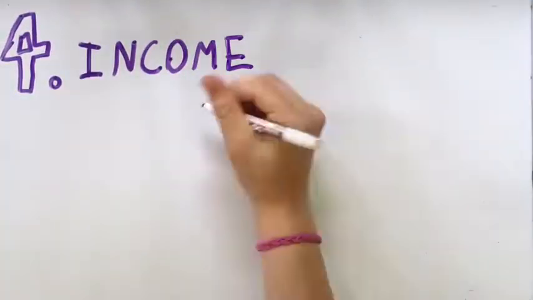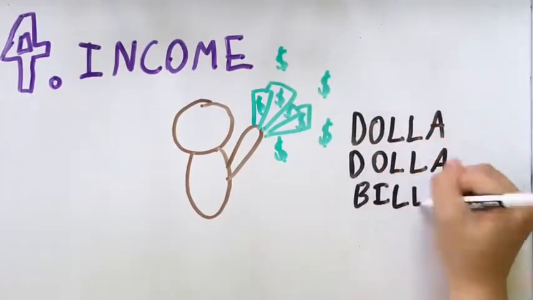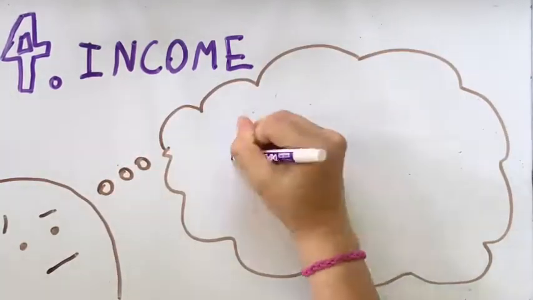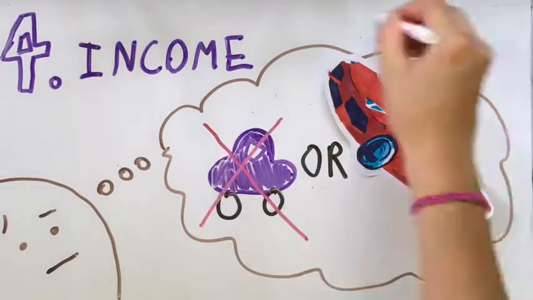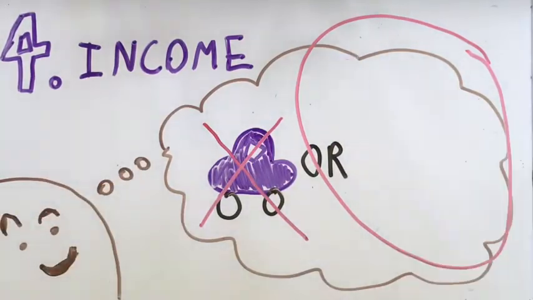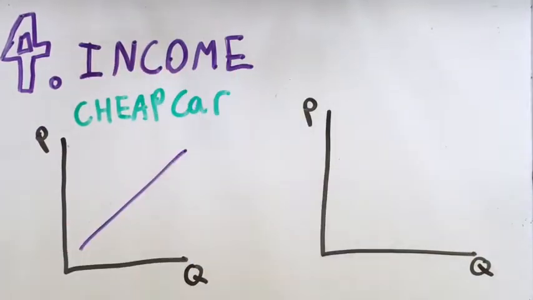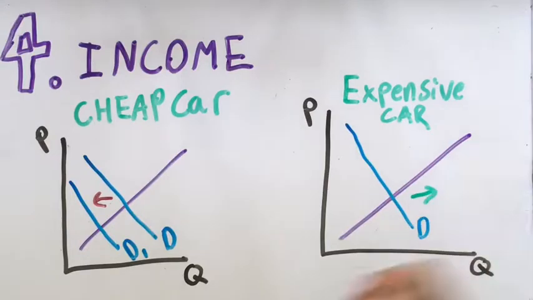The fourth demand shifter is income. The more people can afford, the more they will want to buy. For example, if car consumers have an increase in income, they will be able to afford the more expensive, fancy cars, and they won't want to buy the cheap cars, causing the demand curve for the less expensive cars to decrease, go left, and the demand curve for the more expensive cars to increase and go right.